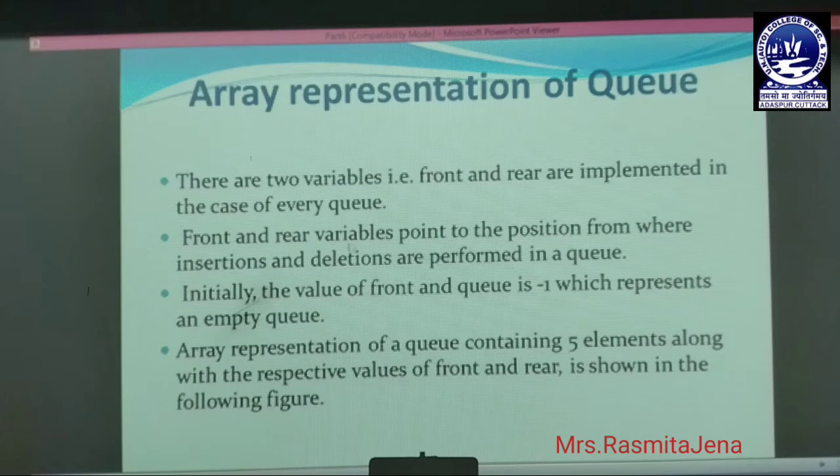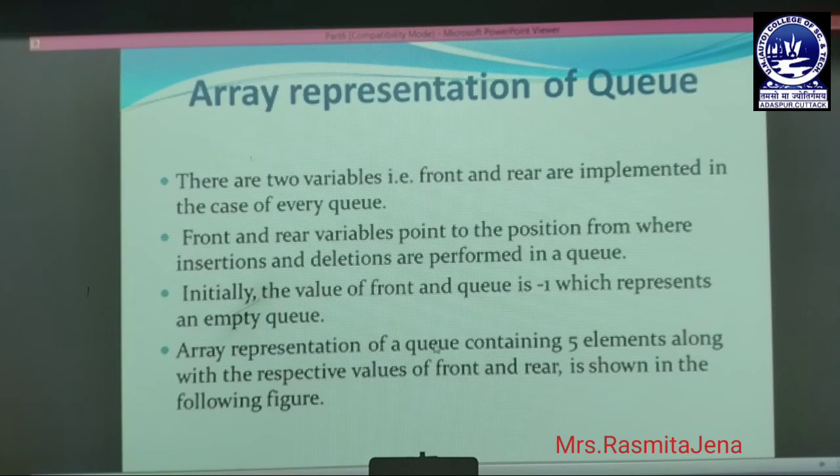In case of array representation, there are two variables we have already discussed, front and rear, which are used in every queue. The front and rear variables point to the positions where insertion and deletion are performed. That means the rear points where the insertion operation will be performed and the front points where the deletion operation is performed. Initially the value of the front and rear of the queue is -1, which represents an empty queue, and we can proceed to the insertion operation. And once we insert an element, then we can delete from it.